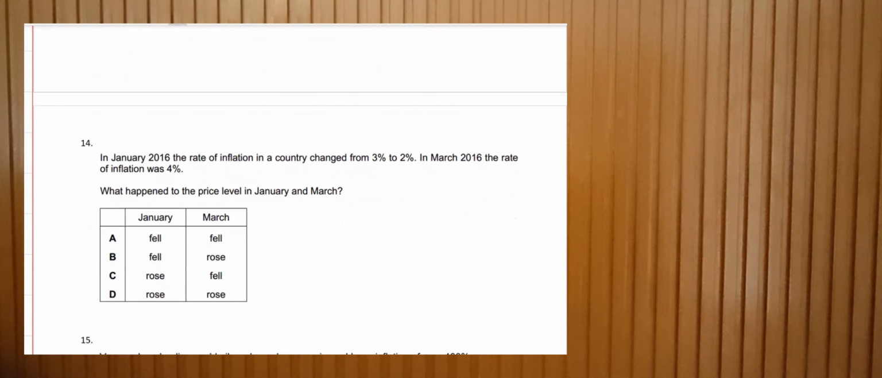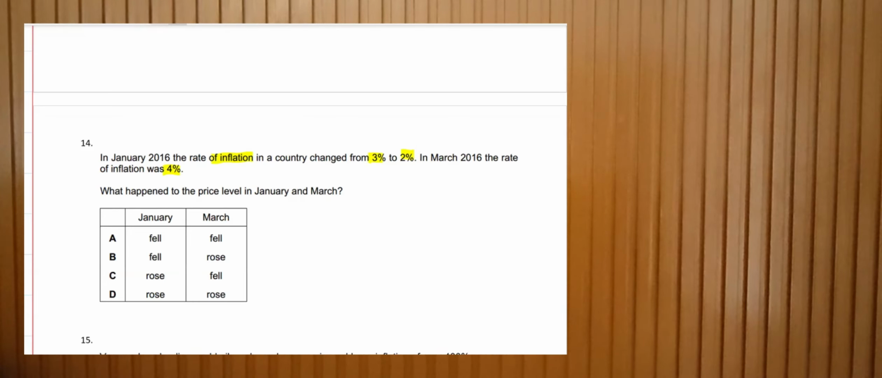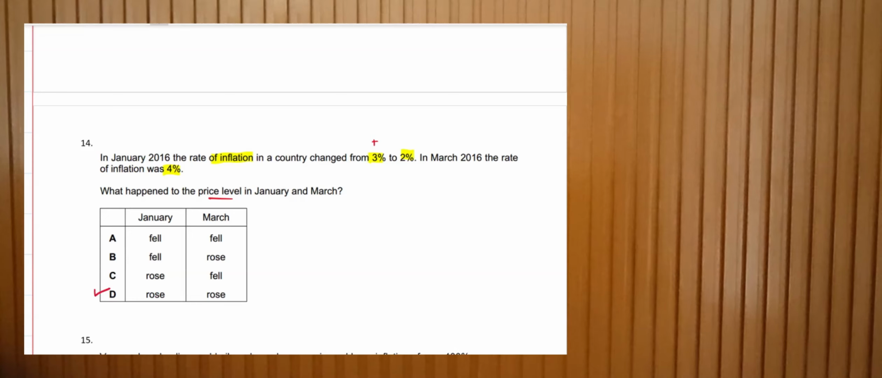In January 2016, the rate of inflation in a country changed from 3% to 2%. In March 2016, the rate of inflation was 4%. What happened to the price level in January and March? Now, because the rate of inflation is positive, this means that the price levels increase. And in March, it was also positive. This means that it also increased. Hence, the answer is D. Now, this is a critical concept. If the inflation rate is decreasing, this means that the prices are increasing at a slower rate. That's the important concept that you need to keep in mind.